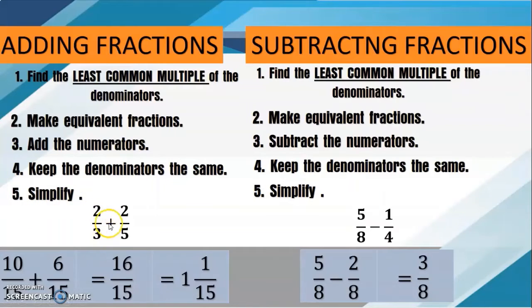For example, 2/3 plus 2/5. So we're going to find the least common multiple, which is 15. So the 2/3 we're going to multiply by 5 to make it 10 over 15. The 2/5 we're going to multiply both numbers by 3 so that we have 6 over 15. Then add the numerators. 10 plus 6 is 16. Keep the denominators the same, so we have 15. 16 over 15 can be written as a mixed number, and it is equal to 1 and 1/15.